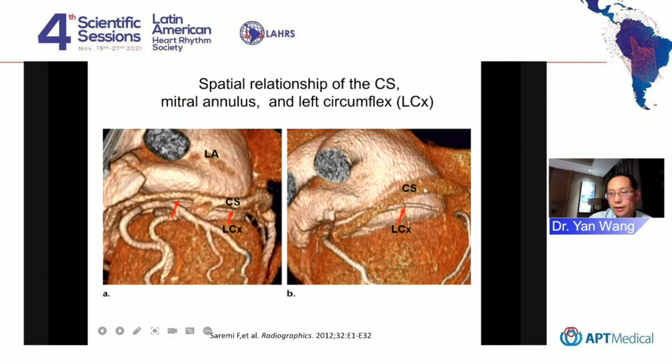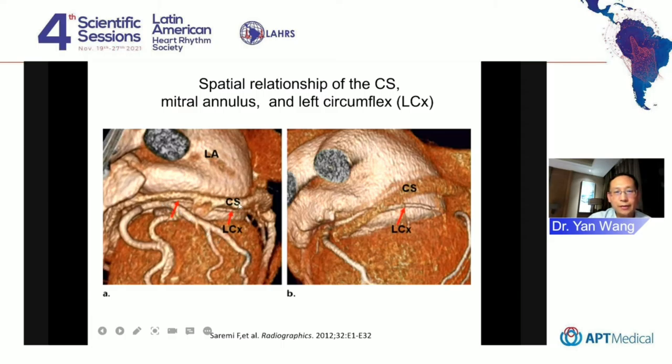You can see in this case, the coronary sinus is over the LCX, left circumflex artery. So if you perform an ablation procedure inside the coronary sinus in this case, maybe you can damage the LCX artery. So maybe there are some reports of patients having cardiac arrest and myocardial infarction after the procedure. So in some cases it's dangerous, but in most cases, maybe they don't overlap.